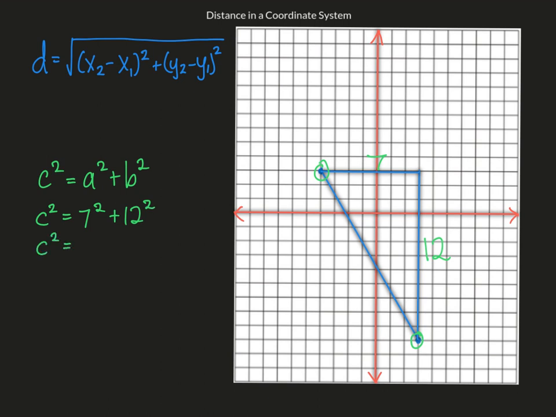So the hypotenuse squared equals 49 plus 144, and c squared equals 193. I know that's really close to 196, which is 14, so I know this is really close to like 13.8. Turns out to be 13.89, so we're going to go with c is approximately 13.9 units. Oh, and to show our work, we would want to square root both sides.